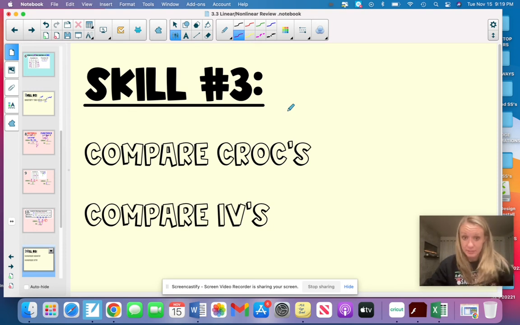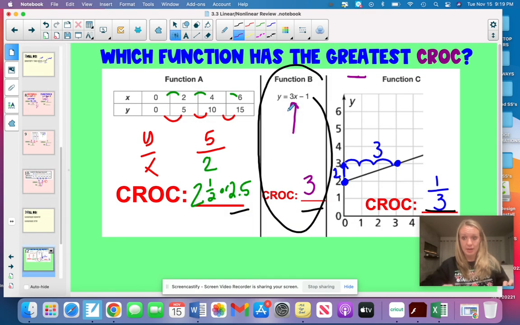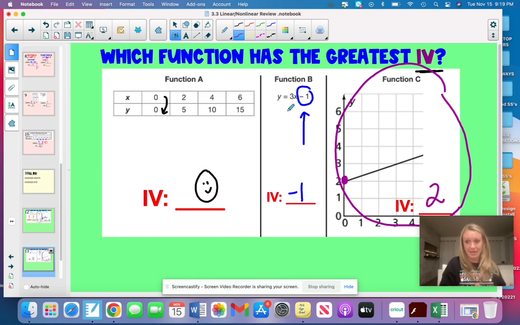Okay, and then last thing, to compare constant rate of change and initial values before you can do anything like this on your assessment, again, I would write it out on a piece of paper. So find the croc for A, find the croc for B, for C, and then you can pick which one's bigger. Find the IV for A, for B, for C, and then you can find which one is bigger.